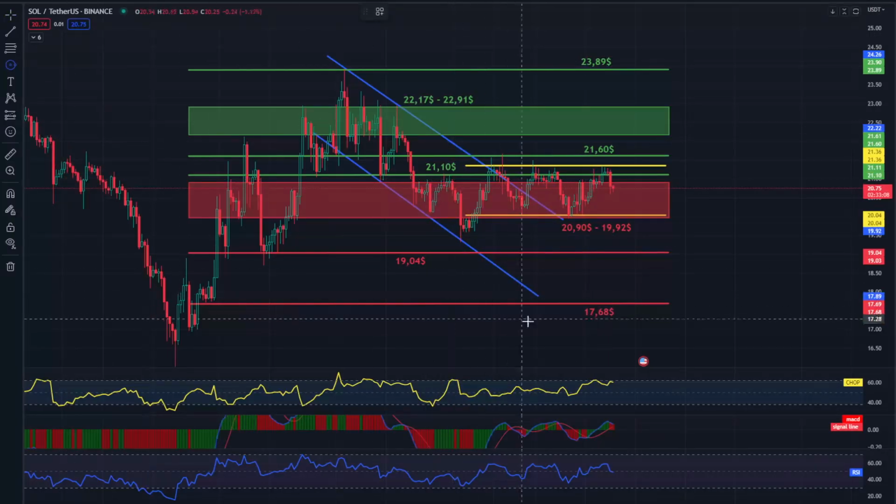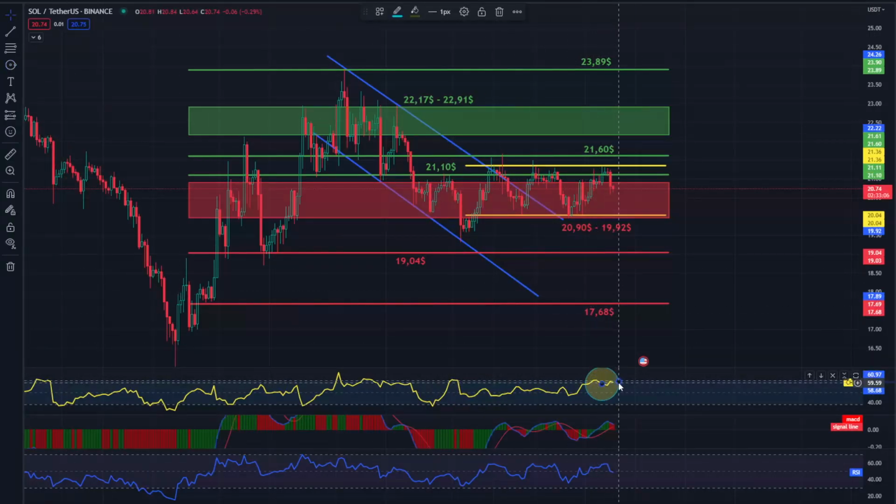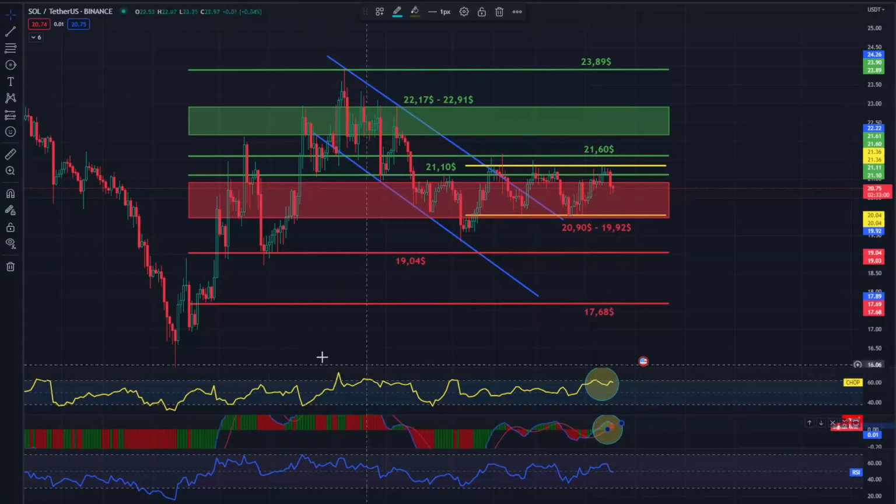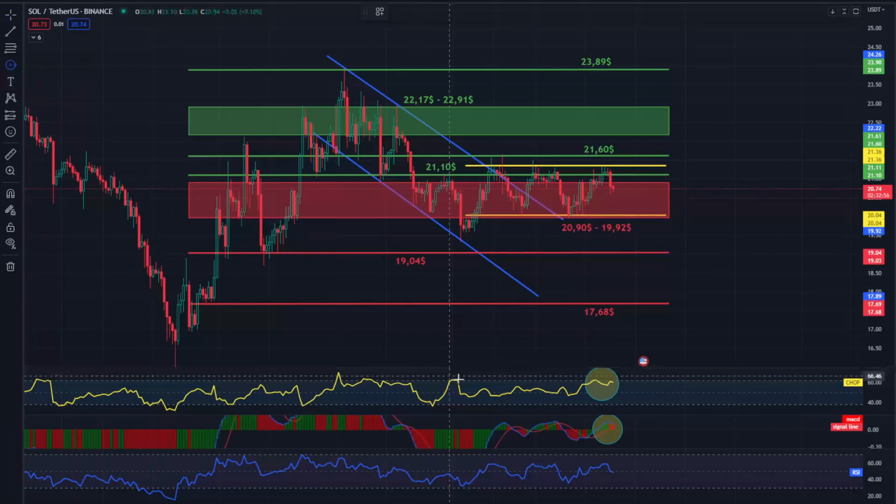The CHOP index indicates that we have a lot of energy. The MACD indicates that the upward trend is maintained, while the RSI recovered and returned to the middle of the range.